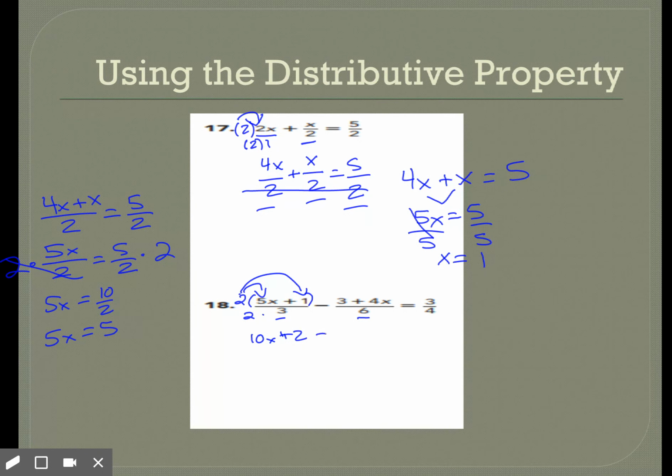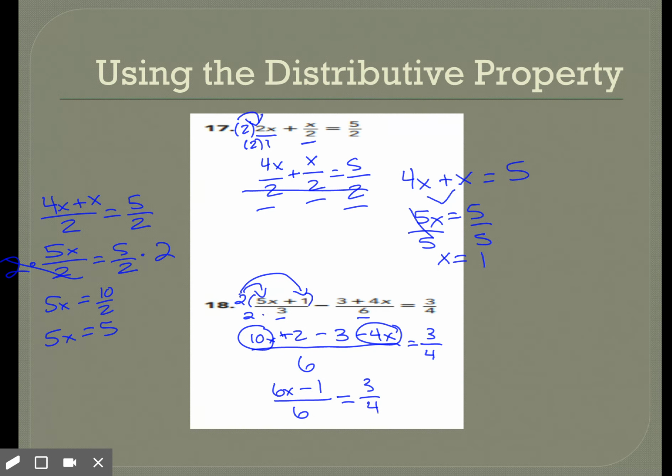And then I can just transfer this into minus 3 minus 4x. Remember in that last problem, we're actually multiplying a negative 1 through there. And that's all over 6 equals 3/4. So now I combine like terms. 10x minus 4x is 6x. Positive 2 minus 3 is a negative 1. 6x minus 1 over 6 equals 3/4.